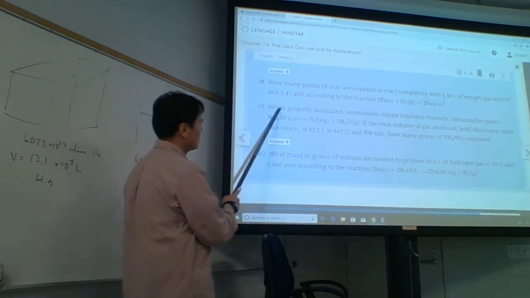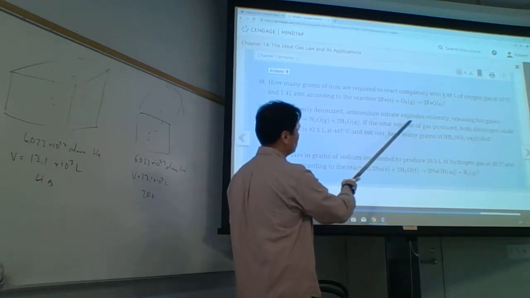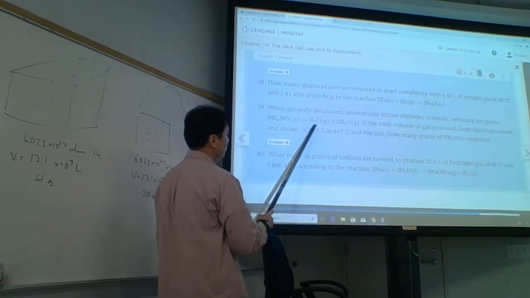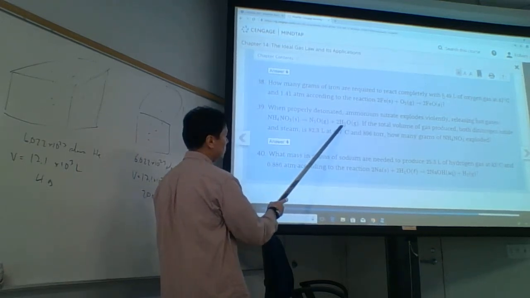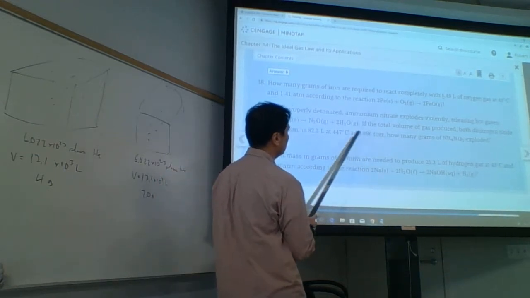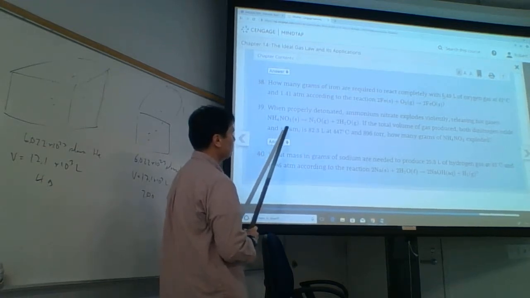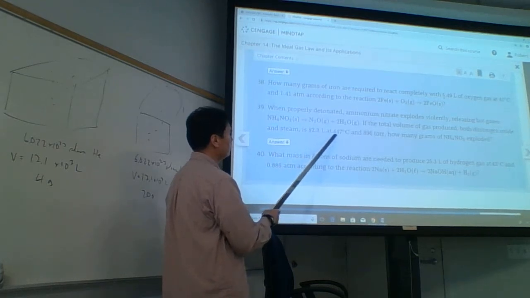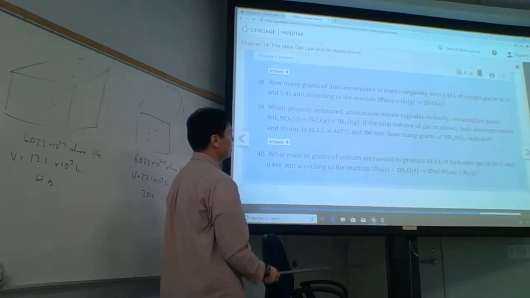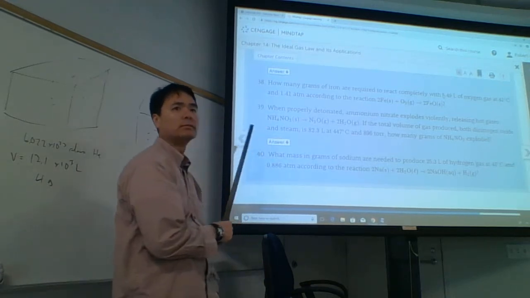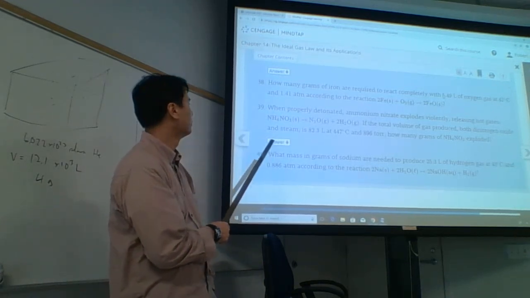39 is a bit different because when properly detonated, ammonium nitrate explodes violently, releasing hot gases. So here's ammonium nitrate solid. It's going to nitrous oxide gas and water gas, H2O gas. If the total volume of gas produced, both dinitrogen monoxide and steam, is 82.3 liters at 447 degrees C and 896 torr, how many grams of ammonium nitrate exploded? So now this is a different problem. Do you see that?